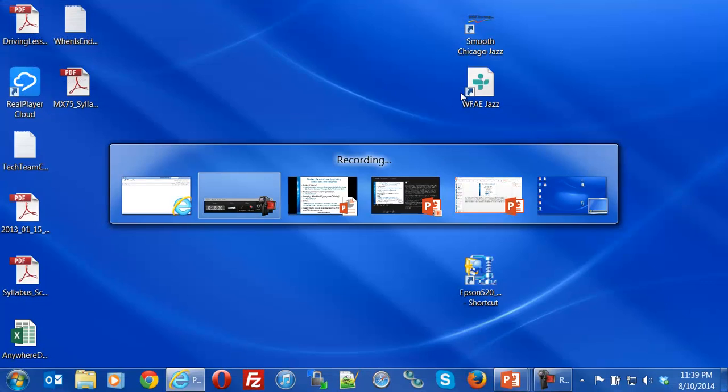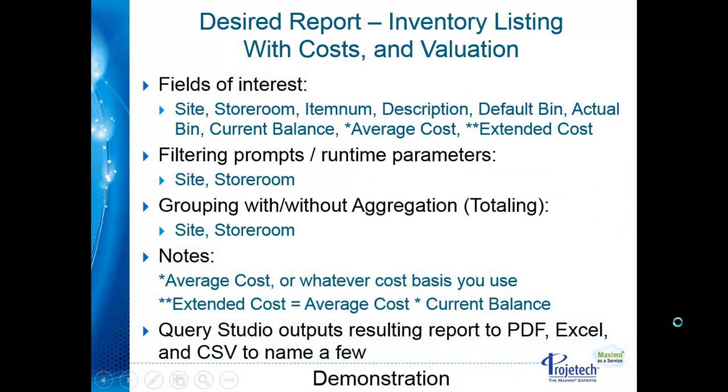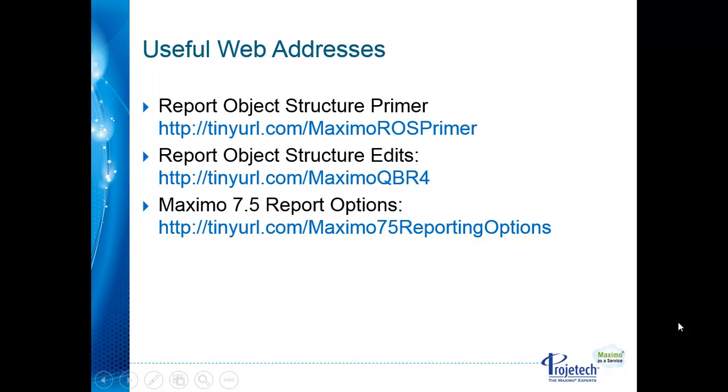And let's take a look back at our PowerPoint. A few things of use. A few links here that can give you some additional information. First, the report object structure primer. It's out in the developers area on the IBM developers website, and you'll see some additional information around using report object structures in general and where they're used. Then you'll also have a video example. It's a Maximo QBR. The fourth one shows you an example of making changes to a report object structure.